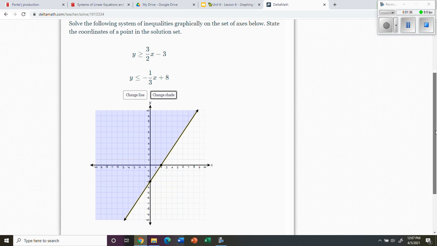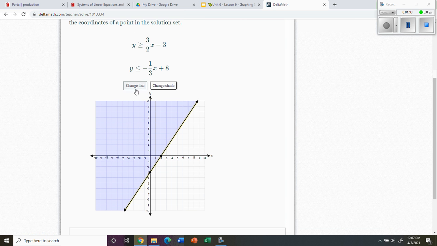Let's do the next line. So this one is y is less than or equal to negative 1 over 3x plus 8. Our b is 8, so we're going to start at 8, put our point on 8, and then we're going to find the next point to create the line. So it says negative 1 over 3.